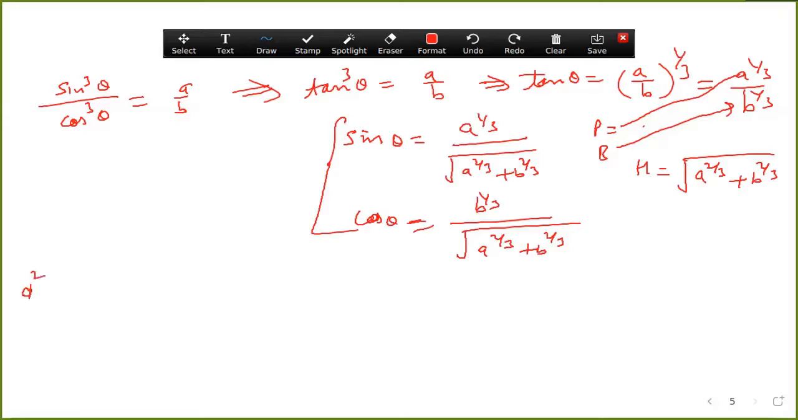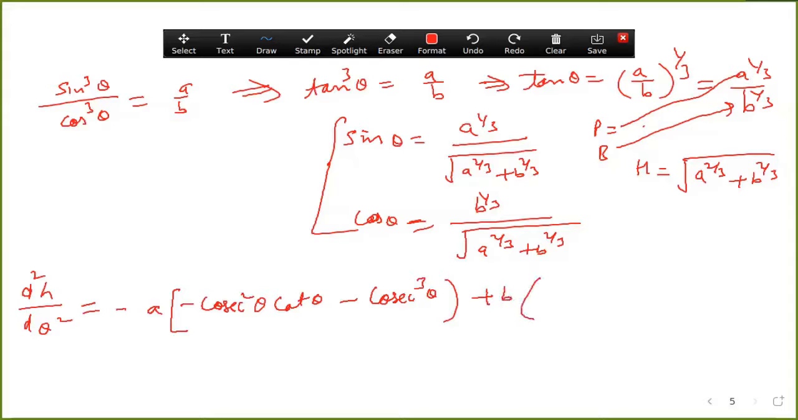Now the second derivative, d square h by d theta square. What is the second derivative? First term, a cosecant theta cot theta. It means we have to apply the product rule on it. What you are getting is minus a outside, minus cosecant square theta cot theta minus cosecant cube theta, multiply them, and it is plus b times secant square theta tangent theta, plus, simplify it, it becomes a cube, like this.